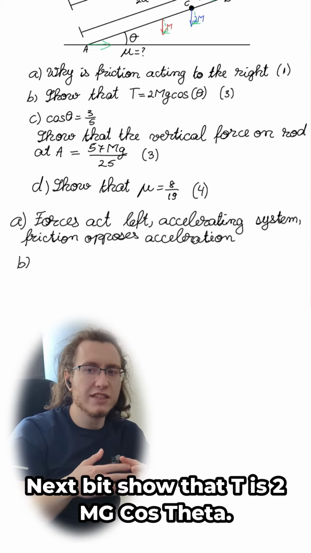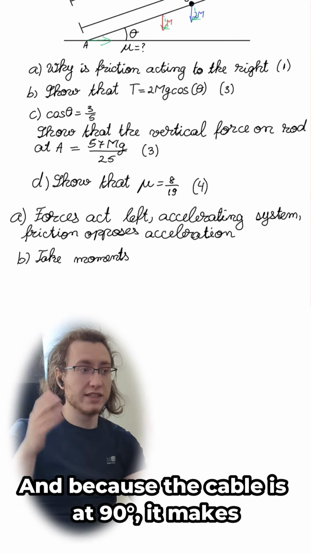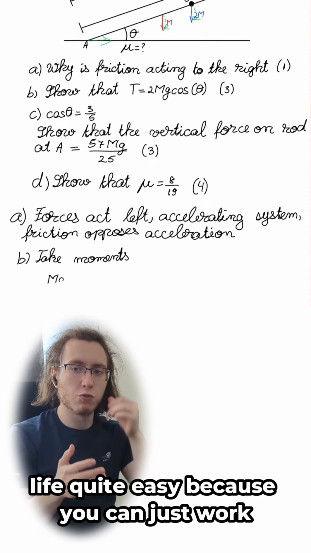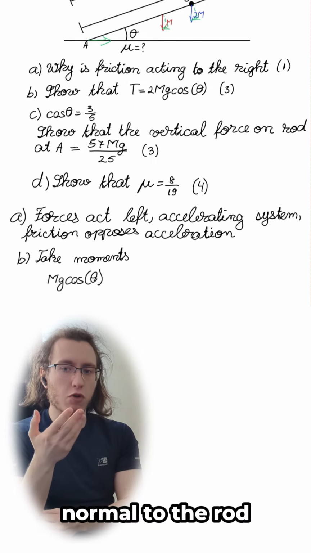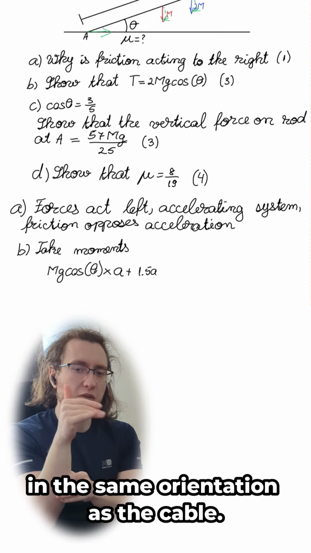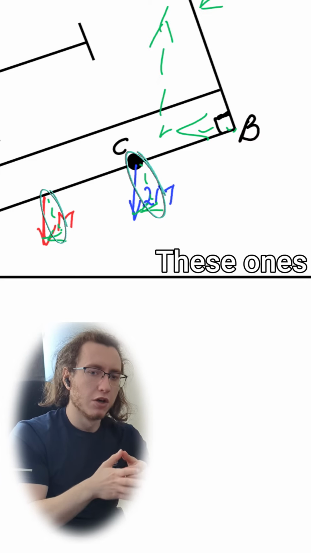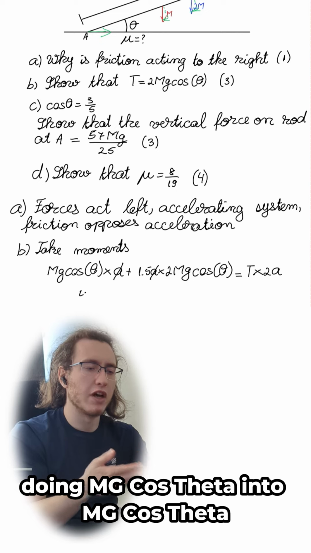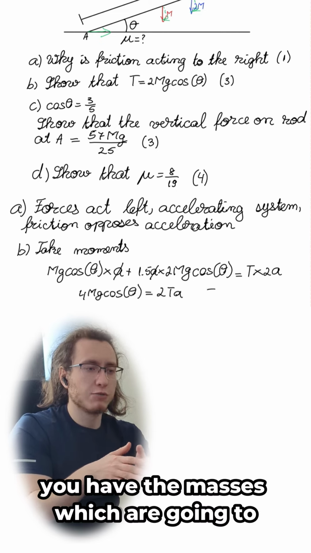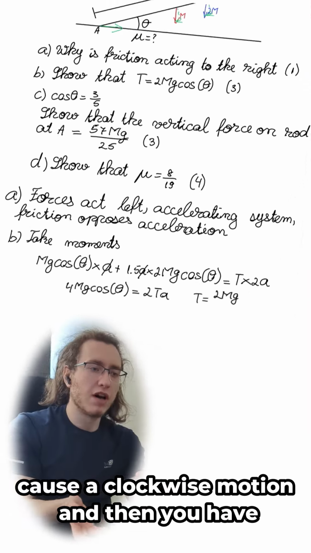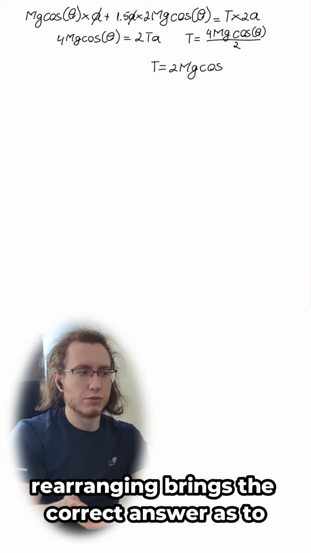Next bit, show that T is 2mg cos theta. This one's just a matter of taking the moment, and because the cable is at 90 degrees, it makes life quite easy because you can just work out the components of the m and 2m normal to the rod. And those are the ones that are going to be in the same orientation as the cable. So if you take a moment, be very careful with the lengths. You take the normal components just by doing mg cos theta and 2mg cos theta. And you have the masses which are going to cause a clockwise motion. And then you have the cable which is going to cause a counterclockwise one. Rearranging brings the correct answer as 2mg cos theta.